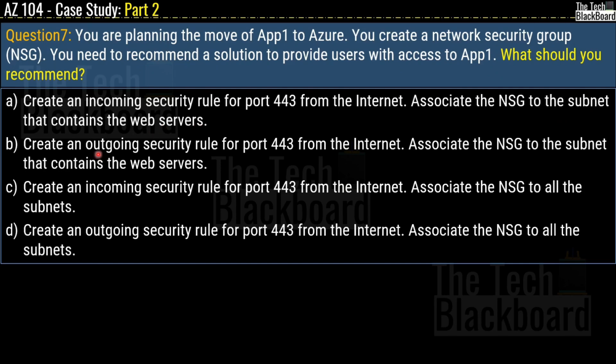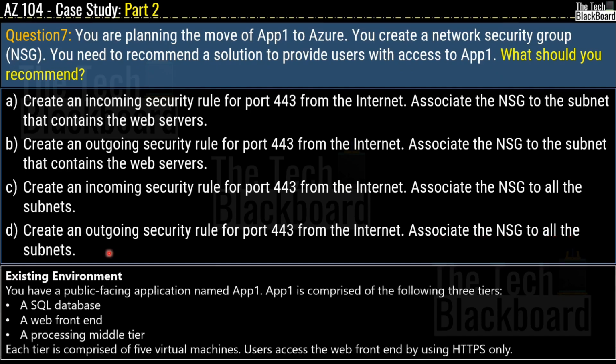The second option is create an outgoing security rule for port 443 from the internet, associate the NSG to the subnet that contains all the web servers. And the third option is create an incoming security rule for port 443 from the internet, associate the NSG to all the subnets. The last one given is create an outgoing security rule for port 443 from the internet, associate the NSG to all the subnets.